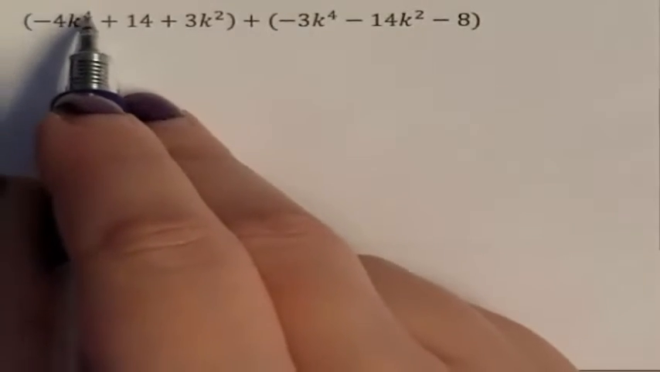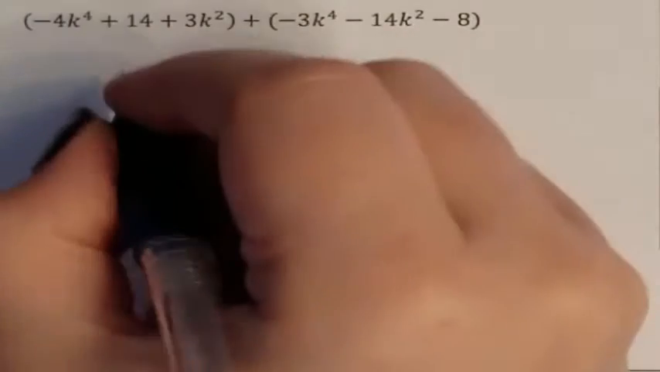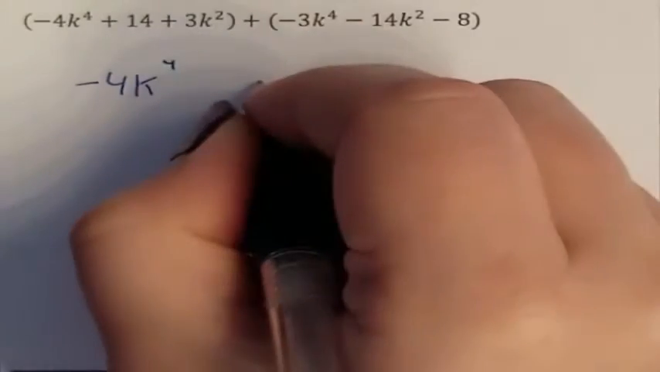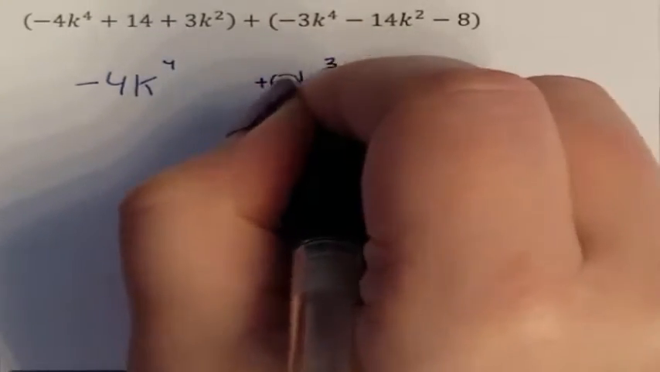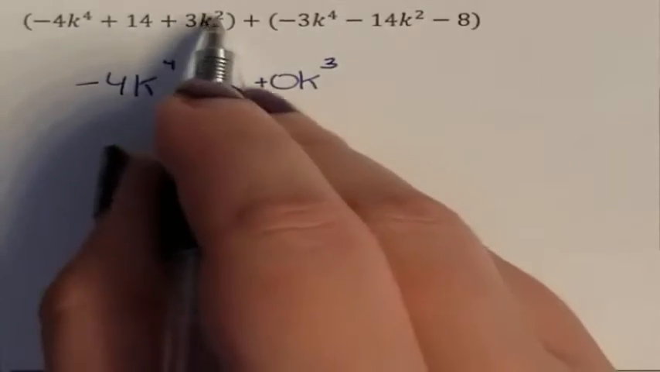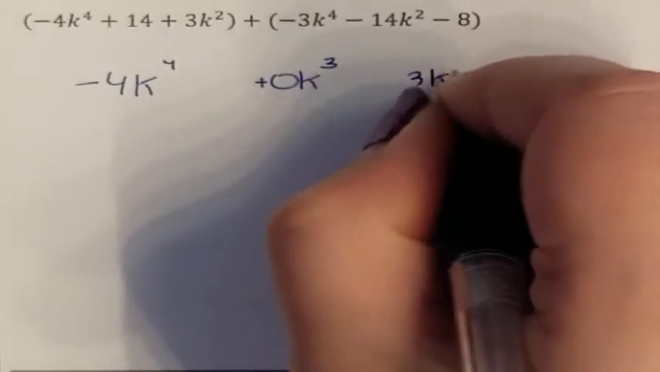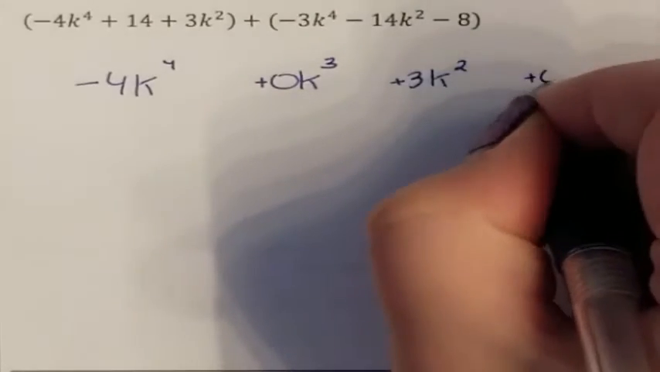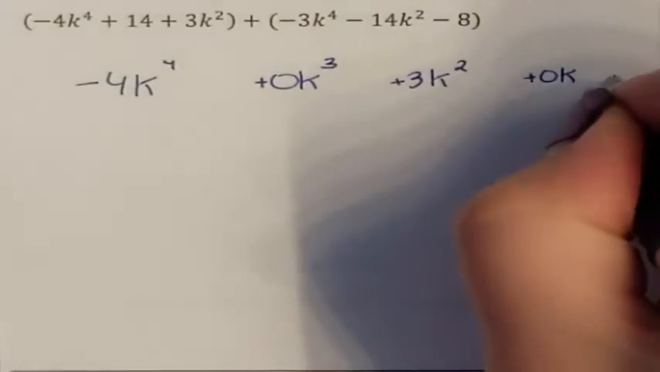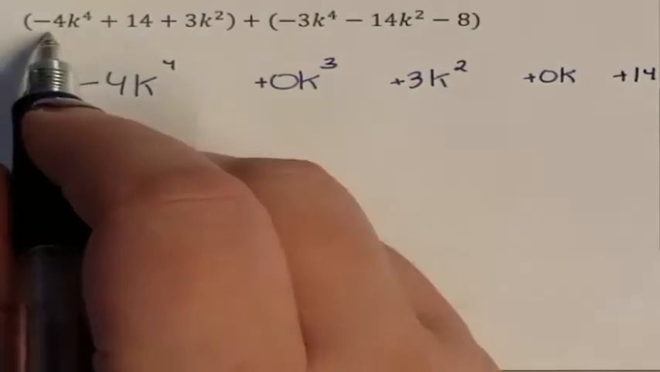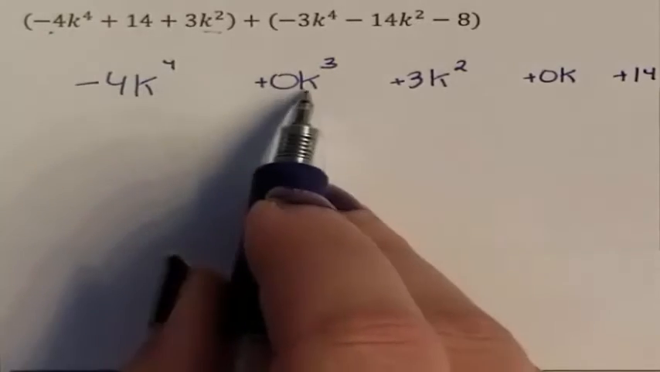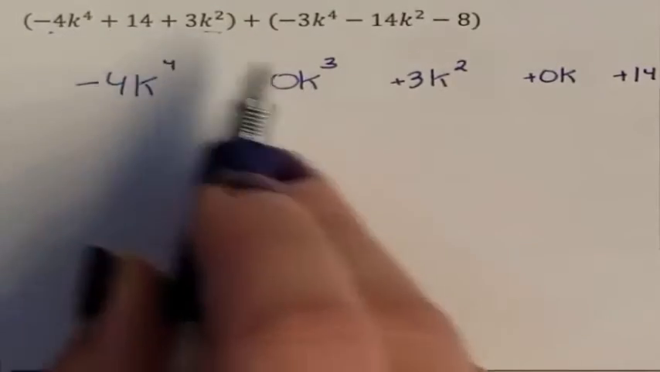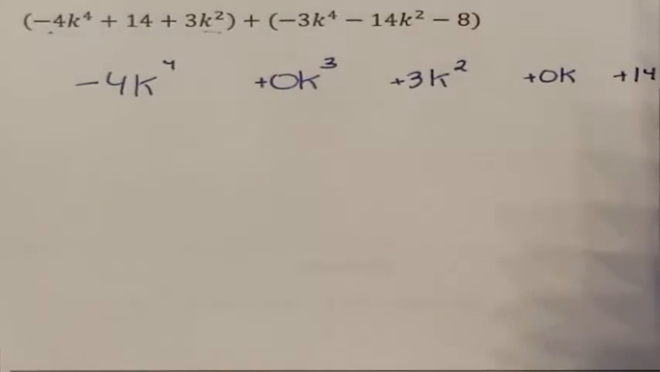So here is a k to the 4th, so minus k to the 4th. I need a k to the 3rd. There is not a k to the 3rd, so there's my 0k to the 3rd. Next would be k squared. That was a positive 3k squared. There was no k, so there's me adding the 0k, and my constant was a positive 14. I rewrote the first parenthesis, making sure the zeros existed when there wasn't a term in it. I needed that place value recognized.